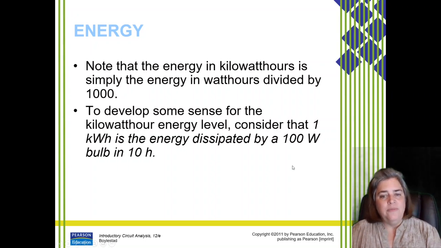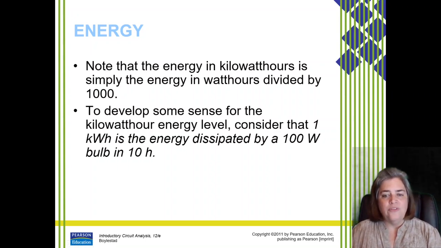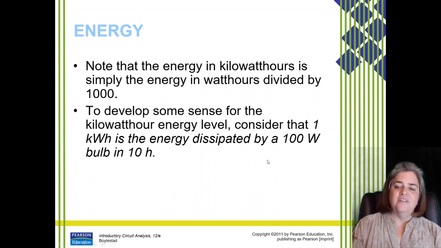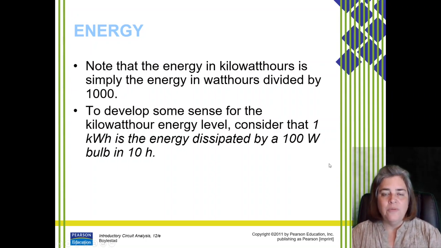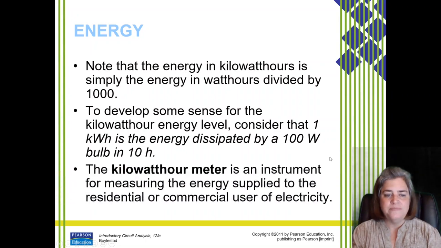Okay, so to get some sense of that, 1 kilowatt hour is the energy dissipated by a 100 watt bulb in 10 hours. So you use 1 kilowatt hour of electricity every time you have a 100 watt bulb on for 10 hours. Did you know that? Hint, you might want to replace a few bulbs with LED bulbs to save you some money, and we'll work on that a little bit later.